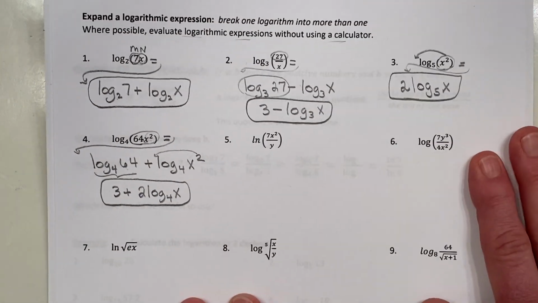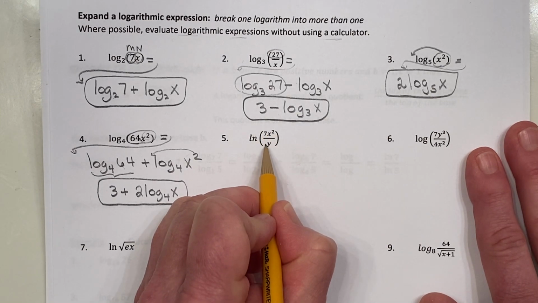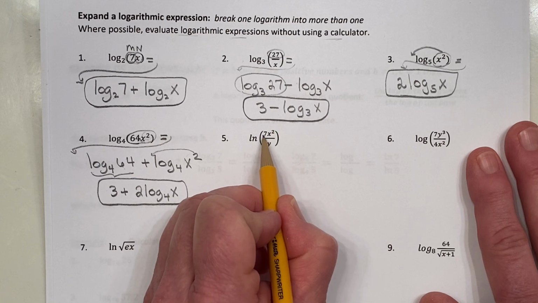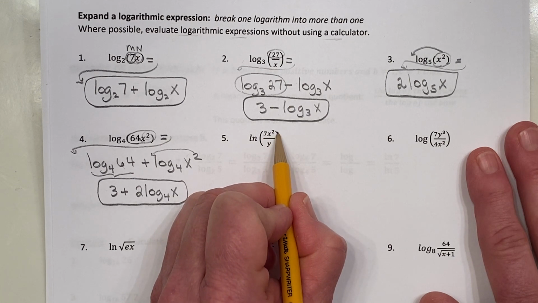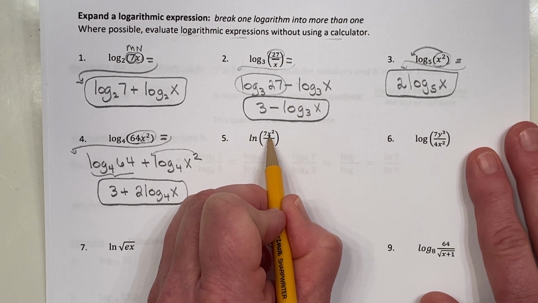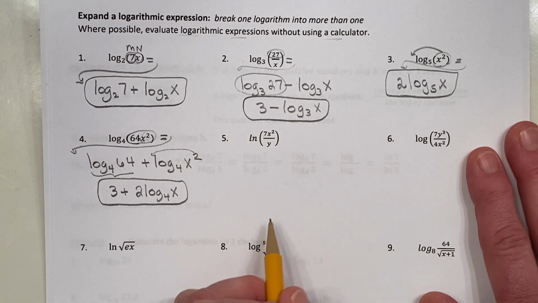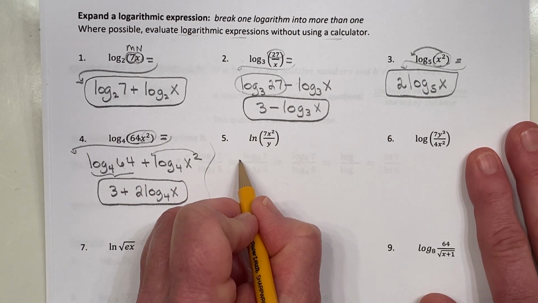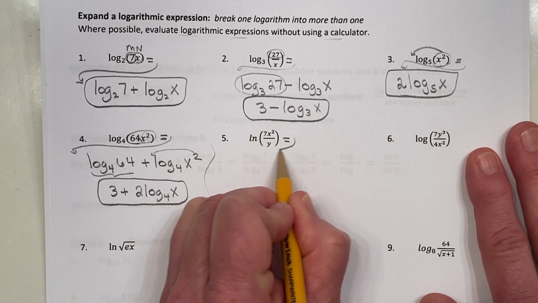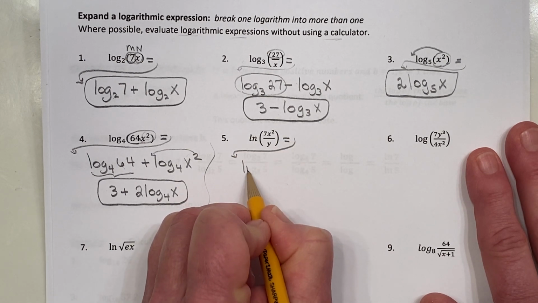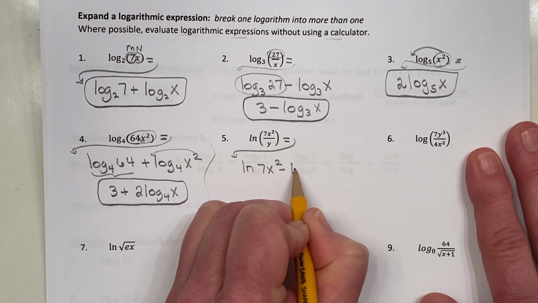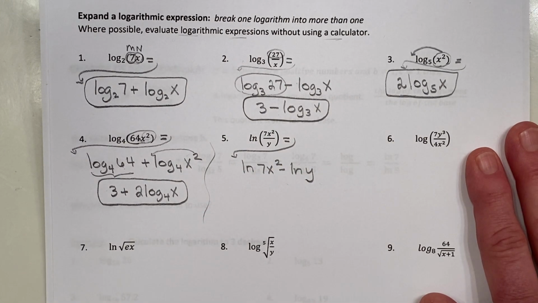Okay, in problem 5, I'm looking at what I have here. I have a quotient. I'm going to use the quotient property. I also have a product in the numerator of 7 and x squared, and I also have a power on the x base. Looks like I'm going to use all 3 properties. First thing we might want to do is use the quotient property. So let's take natural log of the numerator minus natural log of the denominator.